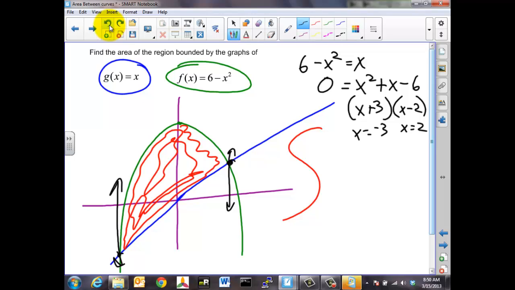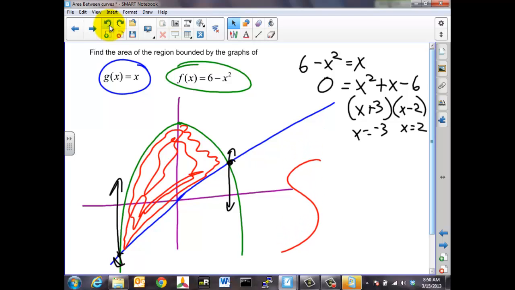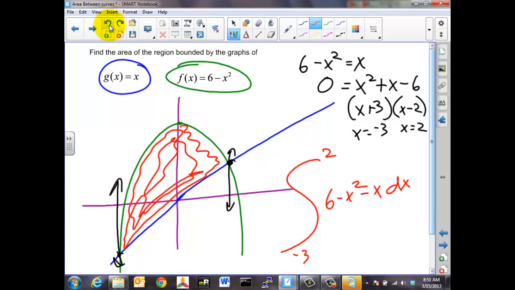So, what are we going to do from here then? Well, now we have limits of integration. We're going from negative 3 to 2. Top, which function's on top? 6 minus x squared minus bottom x dx.